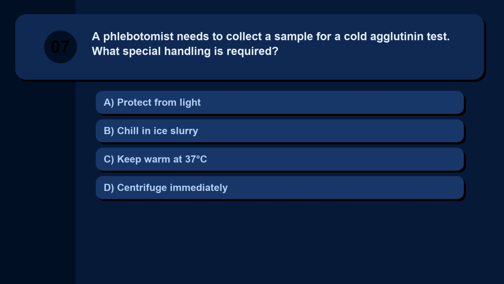Cold agglutinins cause RBC clumping at low temperatures. Keeping the specimen warm prevents inaccurate results due to agglutination.